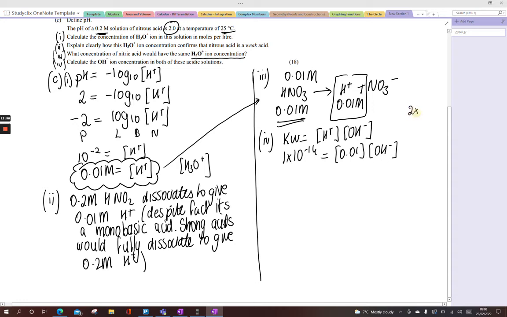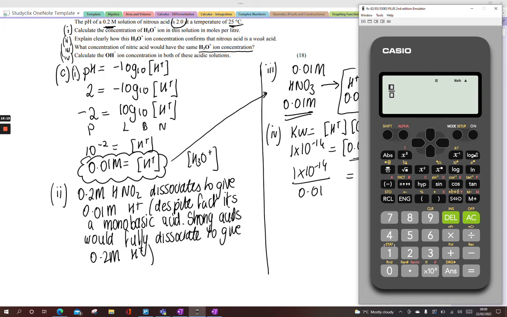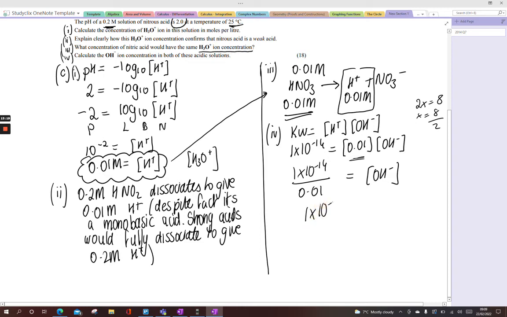So again, if I had 2x equal to 8, how do I work out x? Divide by the number stuck on. So here, my number stuck on is 0.01. So it's 1 by 10 to the minus 14 over 0.01. And when I put that into my calculator, I get 1 by 10 to the minus 12. Lovely. Which is a really small dissociation of my hydroxide ions, which makes sense as it is an acid.